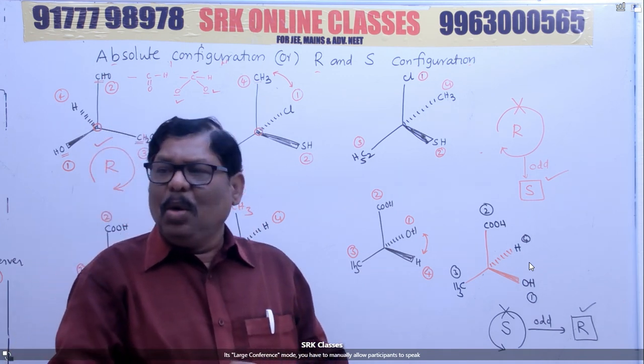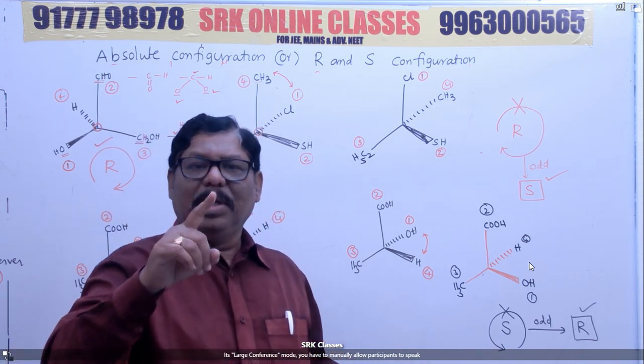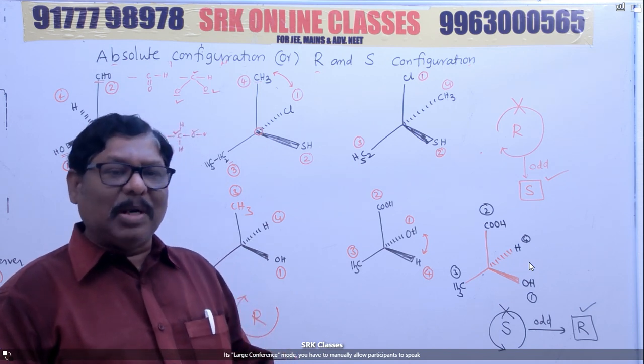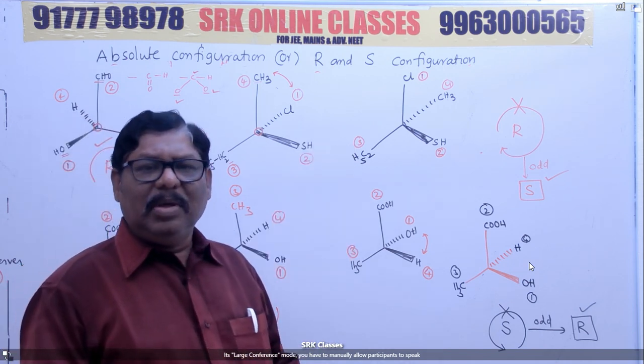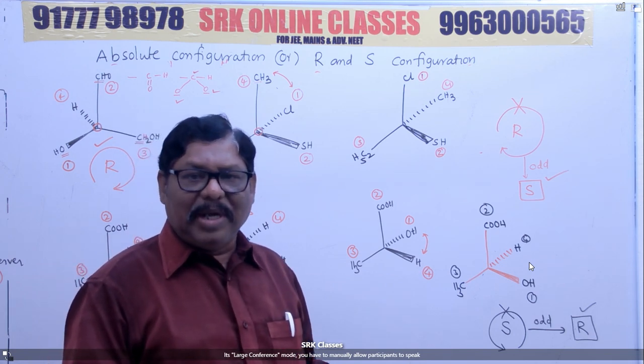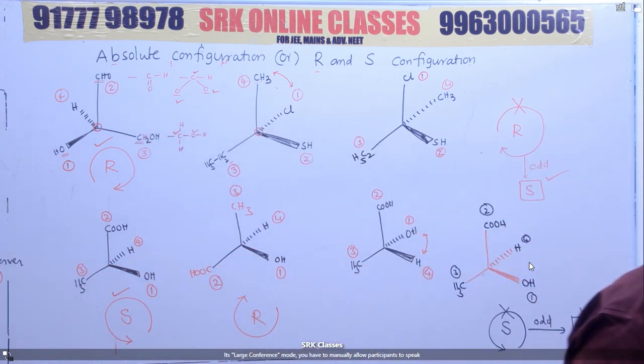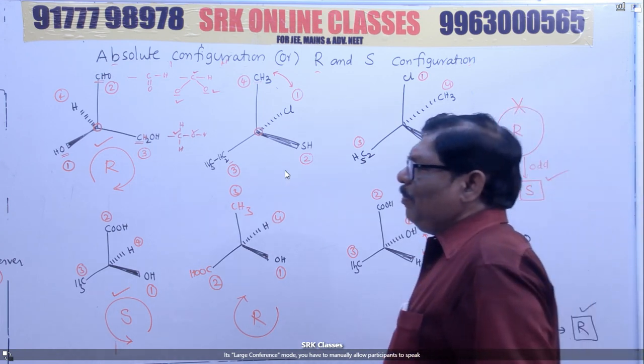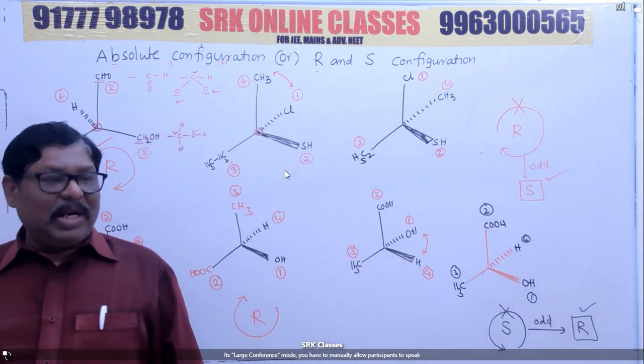Where I have given only a single chiral carbon. Now we can extend this one for 2 carbons. If 2 carbons are present, the same type of configuration we can find out. Right? Now I'll write a few important examples where it contains 2 chiral carbons.